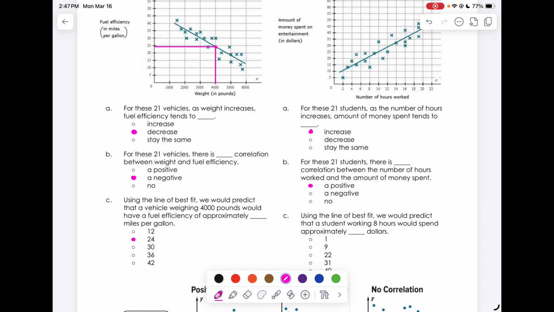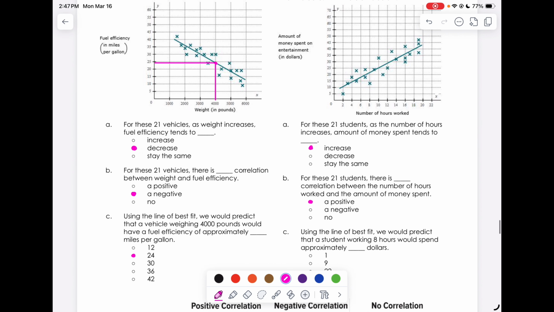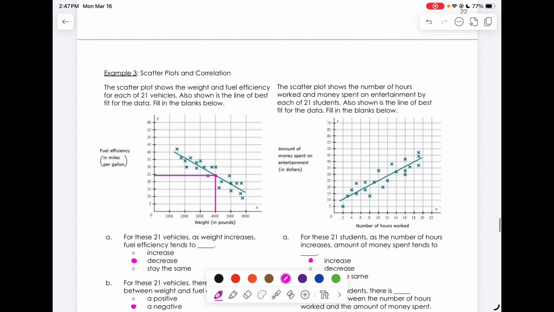And then here we are, we're going to use the line of best fit. We could predict that a student working 8 hours would spend approximately how many dollars? So we got to go back to our graph and we got to go to 8 hours worked. 8 hours worked, we're going to draw a line up from it.